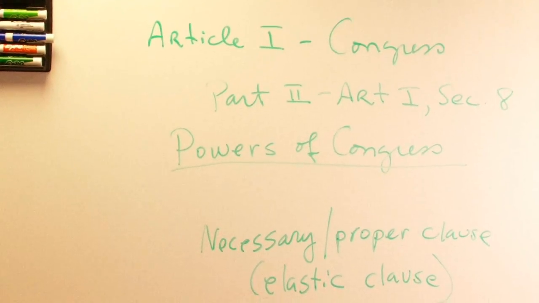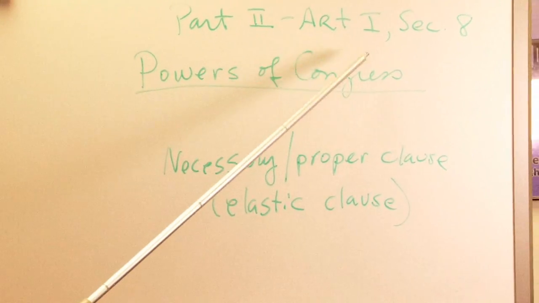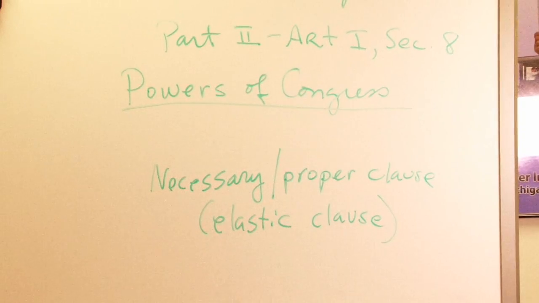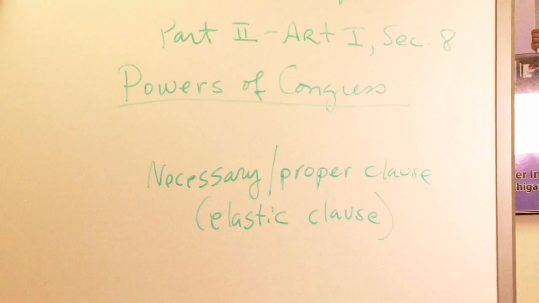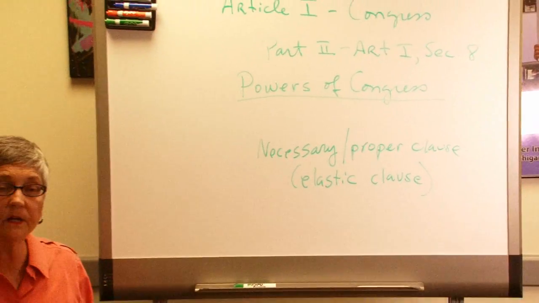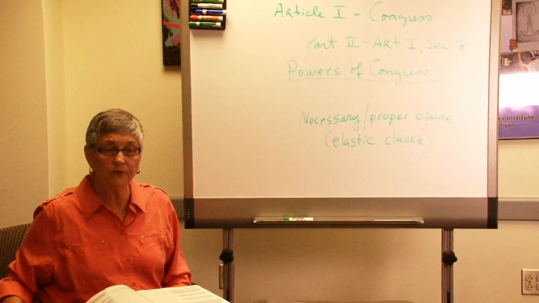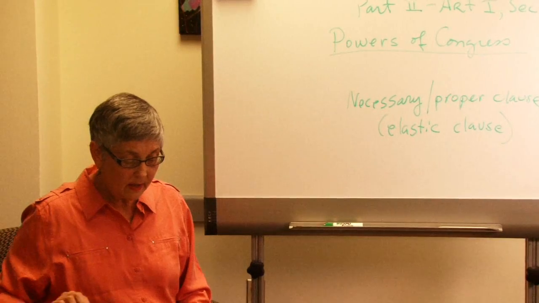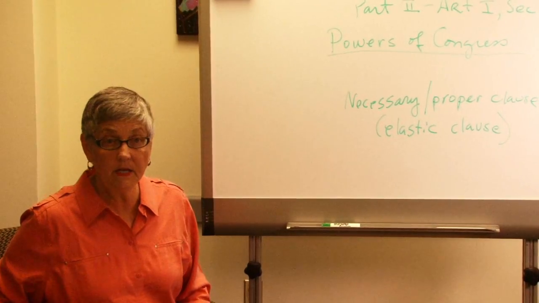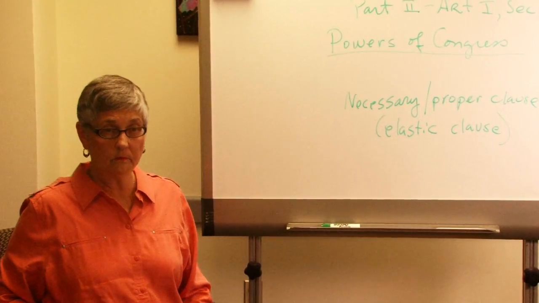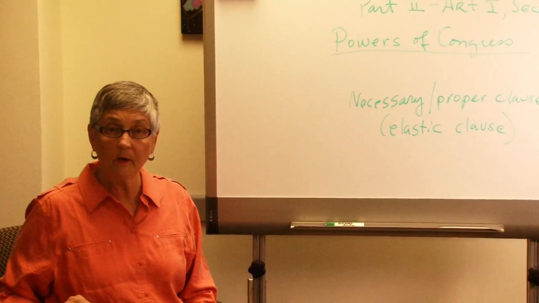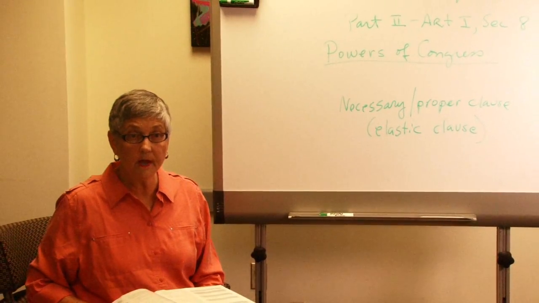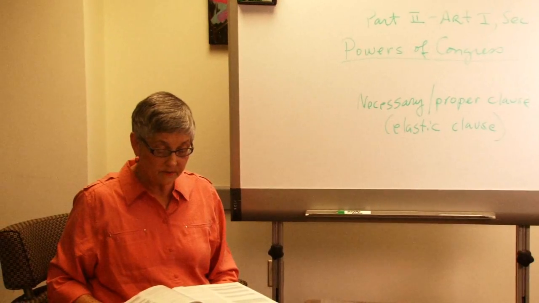The powers of Congress are in Article 1, Section 8, and this is a list of the things that Congress has the power to do. This is how the Constitution empowers the House and the Senate. All right, let's look at the list, and we'll go rather quickly, and I hope you'll follow along. Also, please read the annotations and the commentaries.